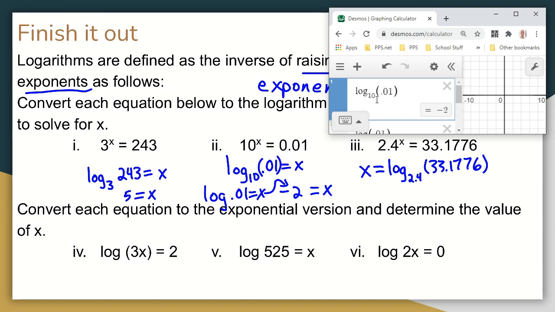So on our calculator here, we're going to do log base 2.4 of 33.1776. And that turns out to be exactly 4. So here we have x is equal to 4. That says 2.4 to the fourth power is exactly 33.1776.